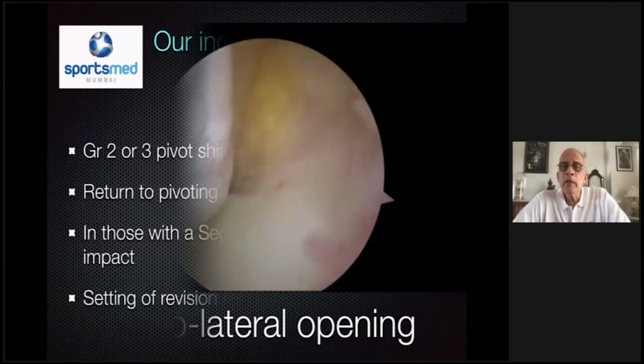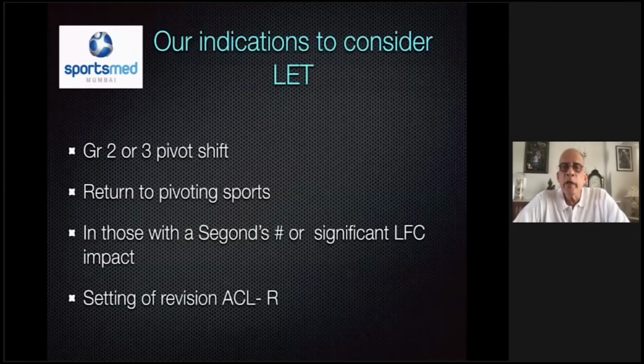So these are some of our indications: a grade 2 or a grade 3 pivot, especially in a young individual, especially in a varus alignment of the knee, somebody who wants to return to pivoting sports, in those with a significant LFC impact or damage or stretching out of the lateral restraints, and in the setting of a revision ACL reconstruction.